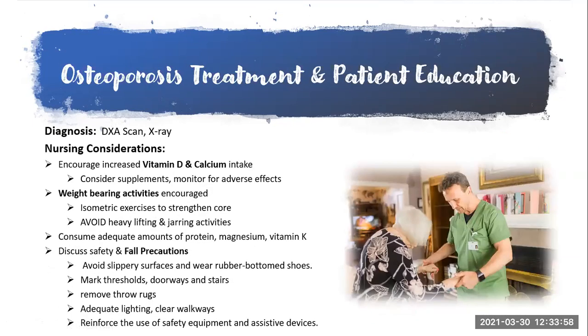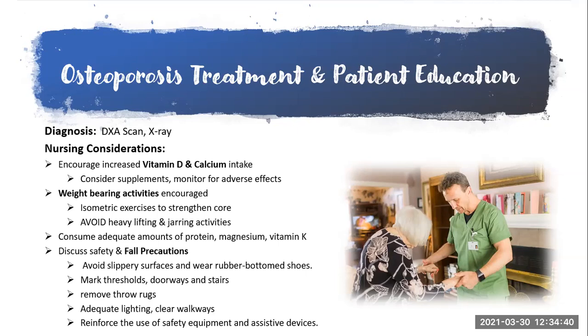The diagnosis is made with that DEXA scan. The DEXA scan is used to diagnose osteoporosis, and it can also be seen on other scans: x-rays, CT, MRI, all that. So nursing considerations, you need to know your vitamin D and calcium rich foods, your dairy products, milk, spinach, these things. You need to know these things. They may even consider supplements. Weight-bearing activities such as walking is important.